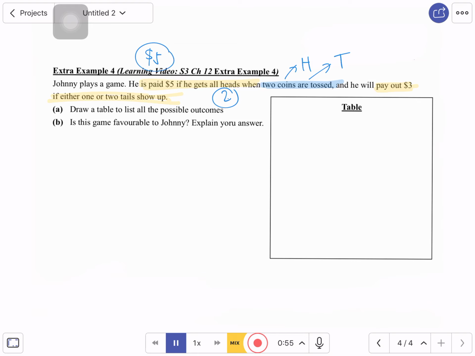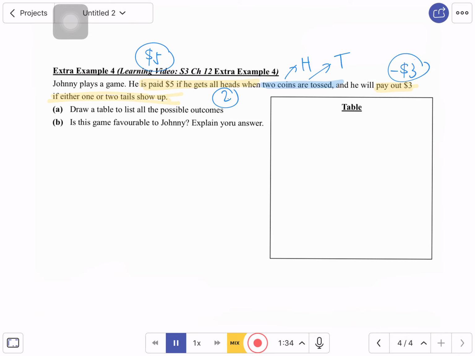And then if for the coins, either 1 or 2 tails show up, 1 tail or 2 tails is also included in the situation, or the first coin gives you a tail, or the second coin gives you a tail, or both coins give you tails. They belong to the second situation. And in this case, Johnny is going to pay out, give the money out of $3.